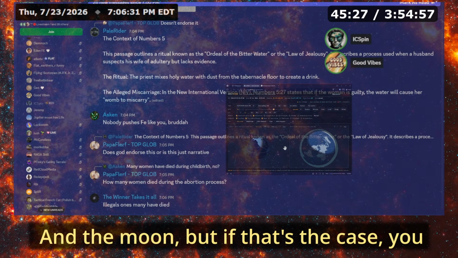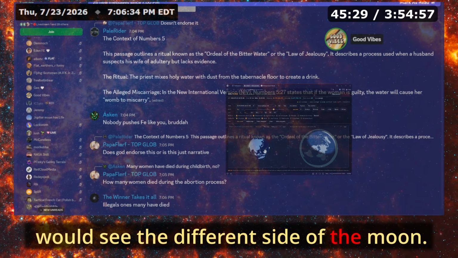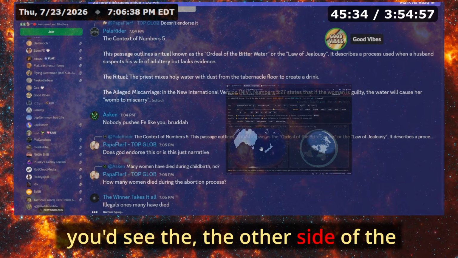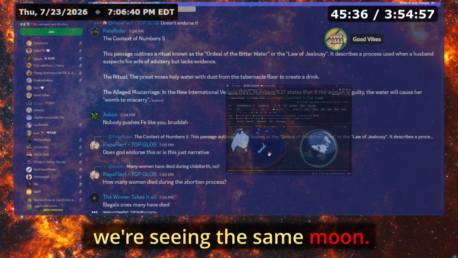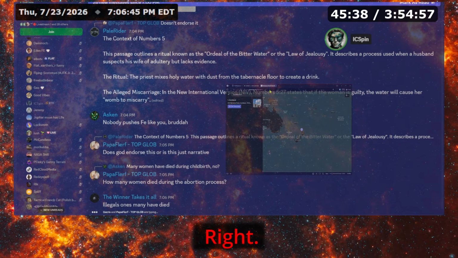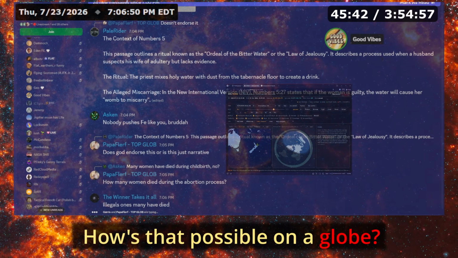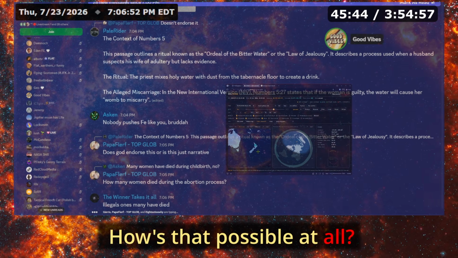But if that's going to be the case, you would see the different side of the moon. Like if it's a ceiling fan observation, you'd see the other side of the moon. But we're not. We're seeing the same moon. That's the point, I think, man. Right. And how's that possible on a flat Earth? How's that possible on a globe? How's that possible at all? I'll show you in a moment.